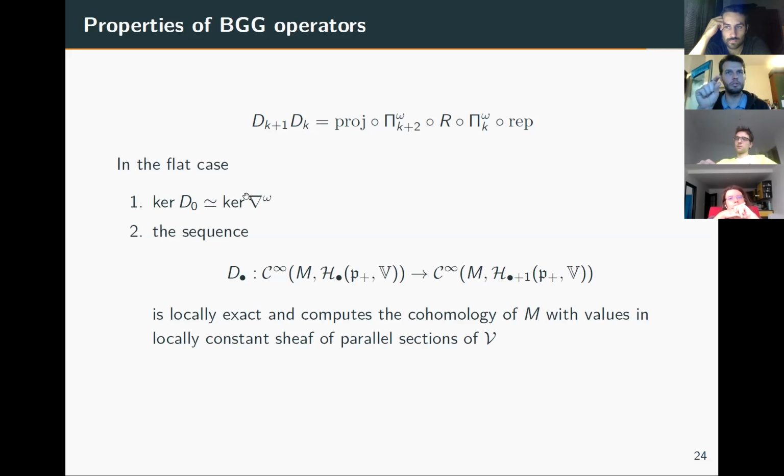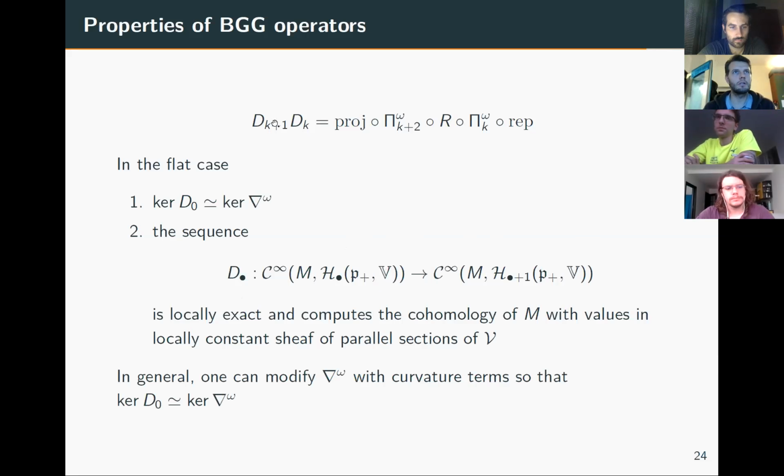So you can pick any point in the fiber and parallel transport it to the neighborhood, and if the neighborhood is simply connected, you have a well-defined section. Well, if there is no holonomy on this neighborhood, then you have a well-defined section, and so a well-defined solution of this operator, and vice versa, actually. So when the twisted de Rham sequence is a complex, then the sequence of these BGG operators is locally exact and computes the cohomology of M with values in the locally constant sheaf of parallel sections of V. So just take the locally constant sheaf of this blackboard V.